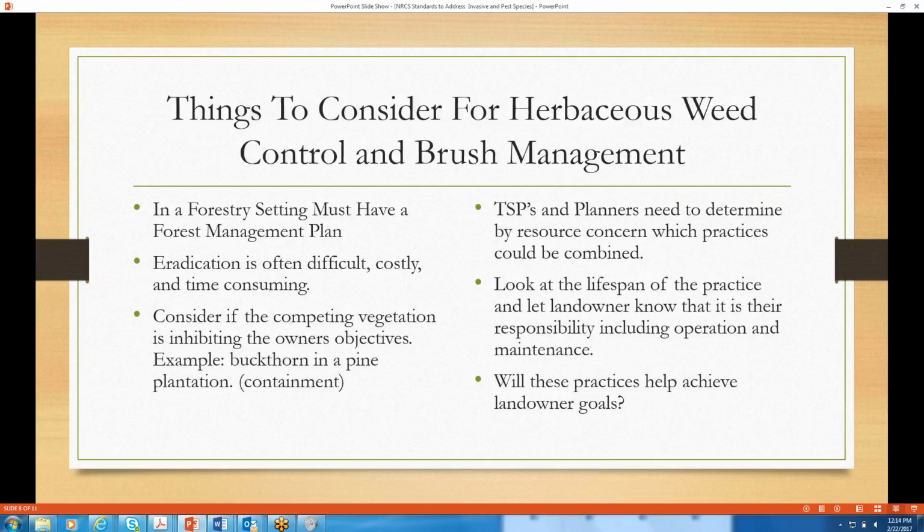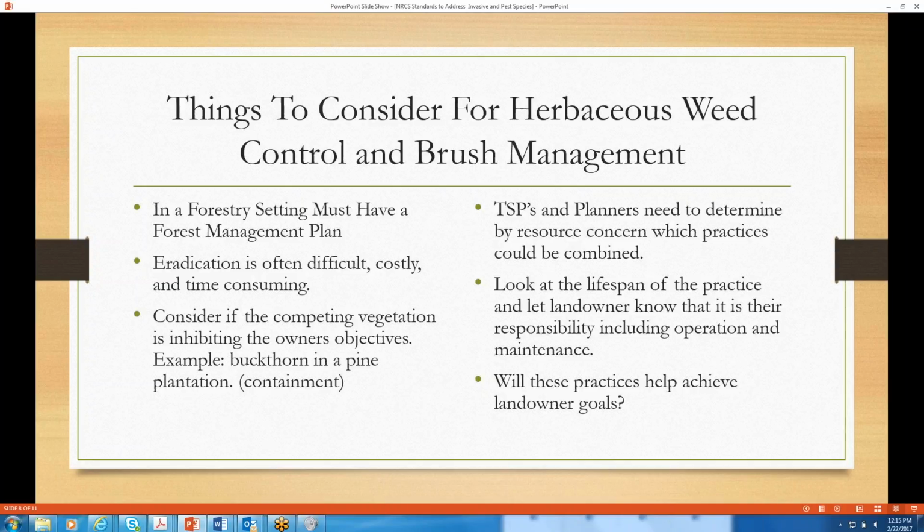Here are just a couple other things to consider for herbaceous weed control and brush management. One is that in a forestry setting, it must have a forest management plan. Another thing to consider is something we've talked about, and I think everybody managing land has probably figured out, that eradication is often difficult, costly, and time-consuming. You have to look at the lifespans of these practices. Forest stand improvement, 10 years. Brush management is 10 years. Site prep is 1 year, but herbaceous weed control is 5 years.